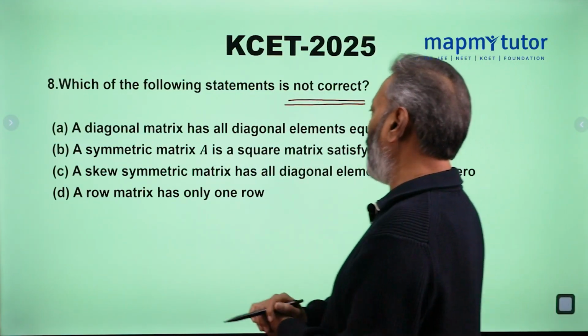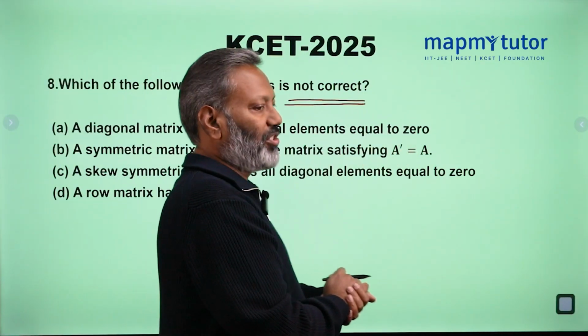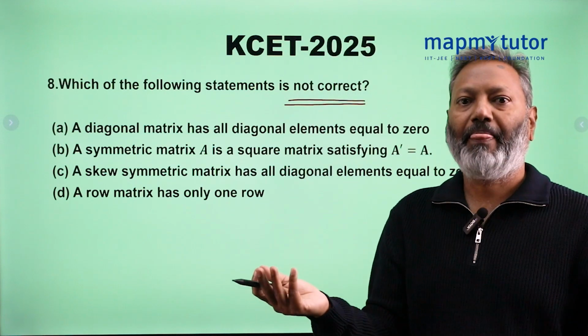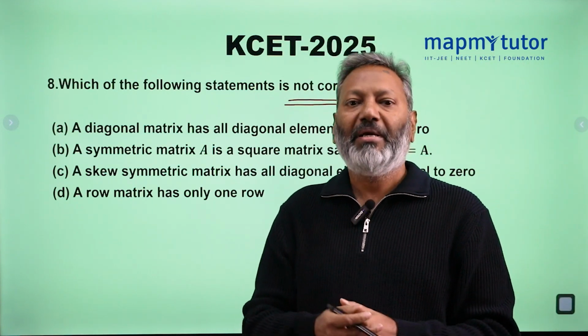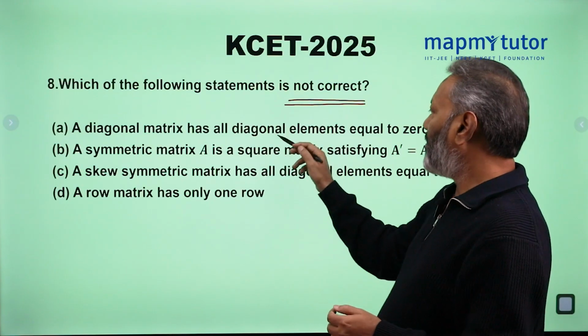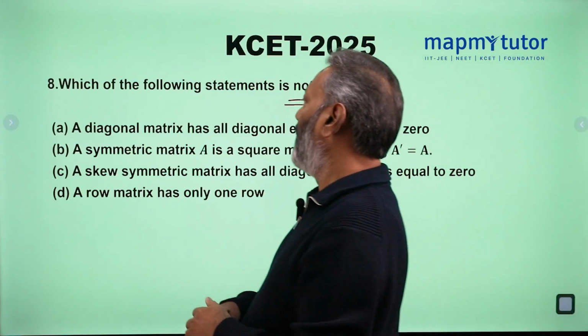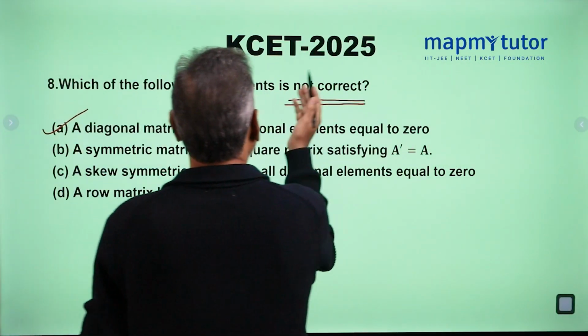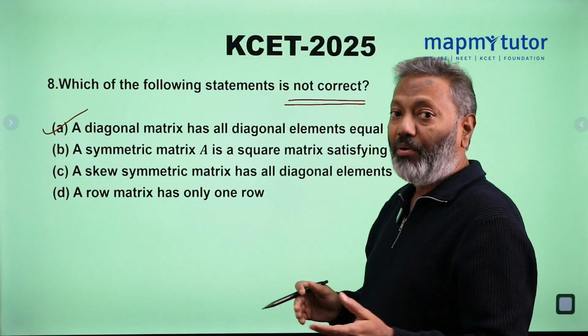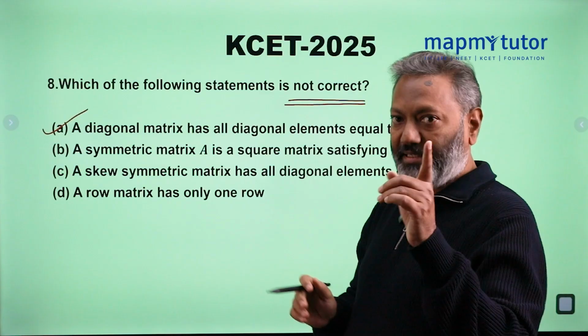So, not correct. Okay. A diagonal matrix has all diagonal elements equal to 0. Not correct. It is not correct. Why? Because what is a diagonal matrix? It is a square matrix in which non-diagonal elements are zeros. That's why our option is A. Because they're asking not correct. Now, just for knowledge purpose, what about B, C, D? Let us check.